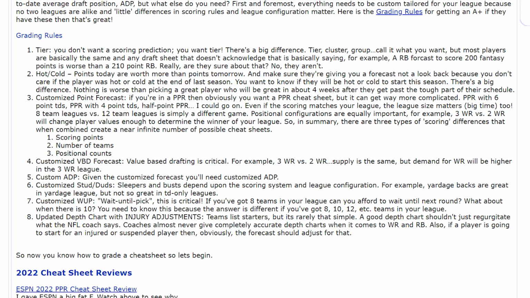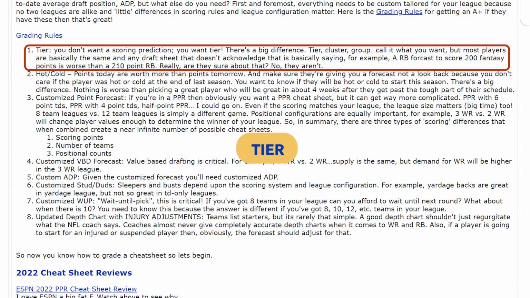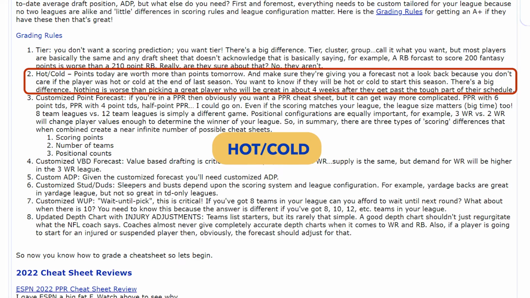So these are the things that you want to know about your cheat sheet. So does it give you a tier? That is a cluster or a group. Basically, they're the players, you can say this guy is 1 point better in ADP than the other guys. Can you really say that at the beginning of the year and then say, okay, well, I'm going to make my decision upon a 1 point difference? No, that player would be in the same group. They're essentially the same. So if they don't break these things out into tiers, it's no good. Hot or cold, points today are worth more than points tomorrow.